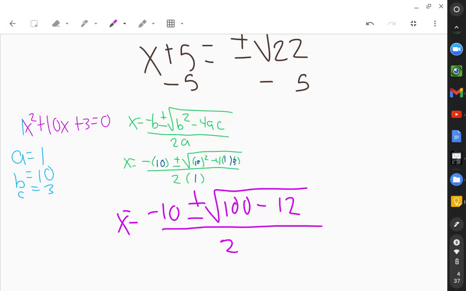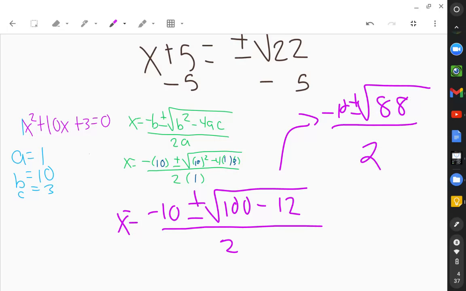Again, that's going to simplify to negative 10 plus or minus the square root of 88 over 2. How can I simplify that radical 88? I know it's not going to be a perfect square number. So I'm going to try to find two numbers that multiply to 88 where one of them can be simplified. So for example, radical 4 times radical 22.